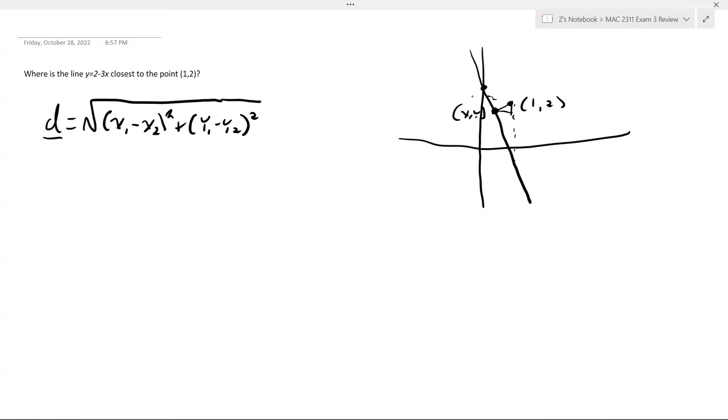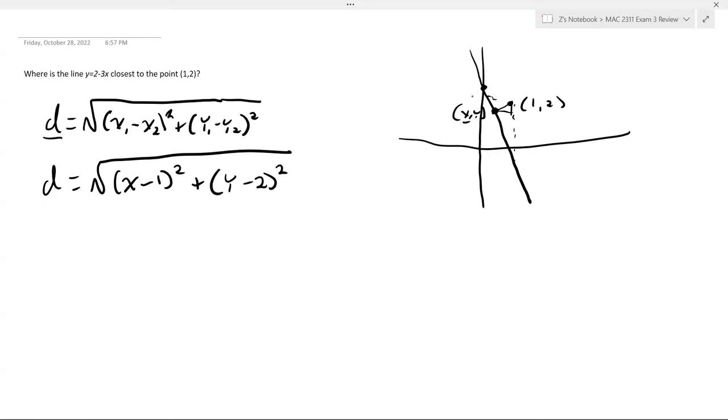So I'm going to fill in all these parts. My distance equals the square root of, well, x1 we're going to call just x. So the distance between one point x, which is just x, minus the other x value, which is 1, squared, plus the distance between the y value here, which is just y, and the y value here, which is 2. So (y minus 2) squared. Okay.